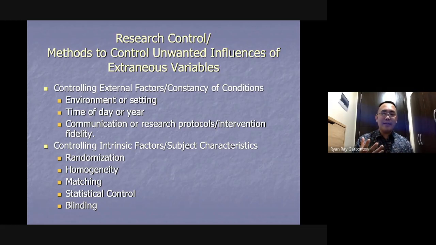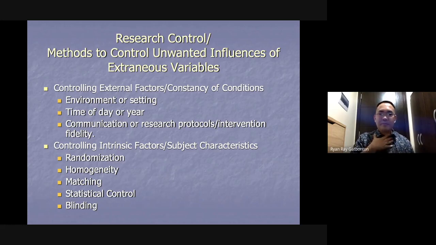May other controls din tayo na ginagawa, which is homogeneity, or homogenizing our population, meaning we try to limit the variation in characteristics of your respondents so that you'll hopefully get results that are consistent. Paano mo masasabi na consistent yung result? If your standard deviation is small, less than 1. Okay? Less than 1.